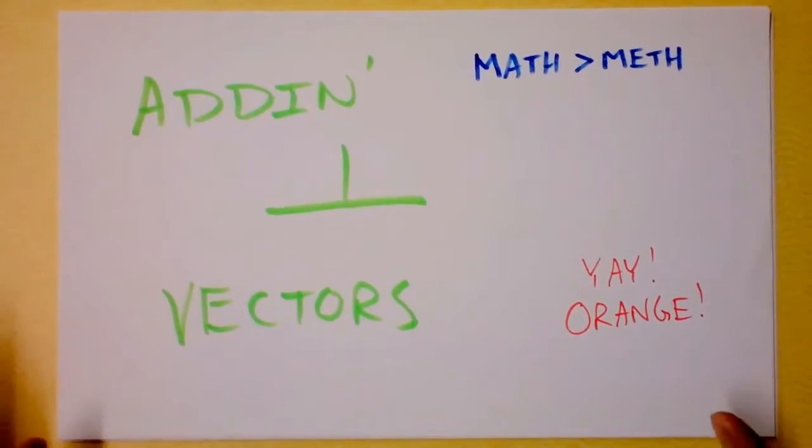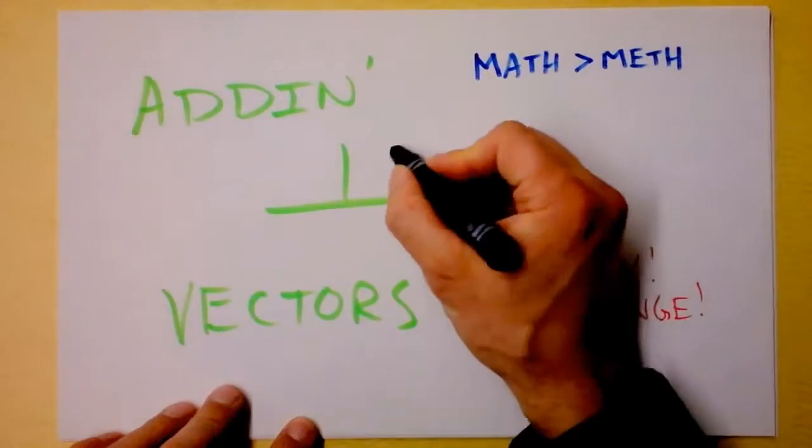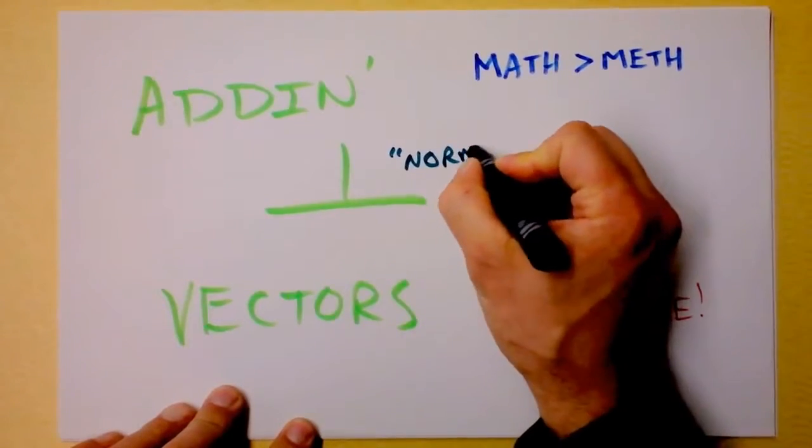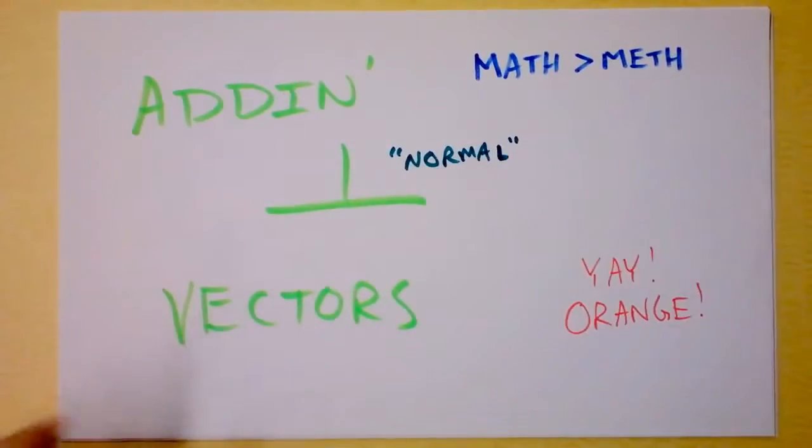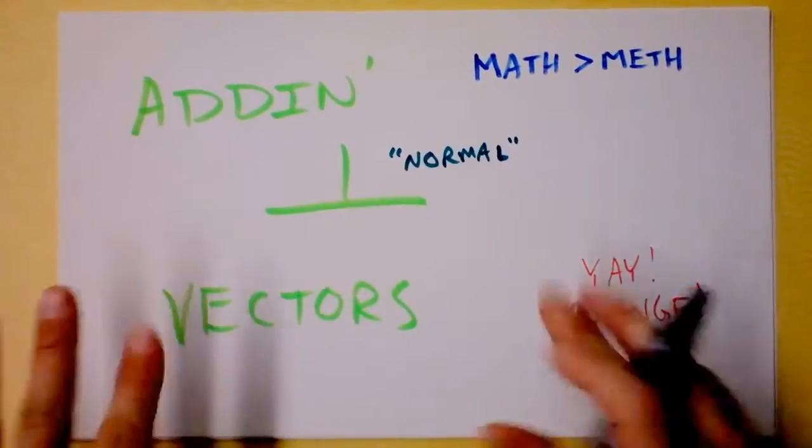We want to add vectors that are normal to each other. This is pronounced normal because that's the first definition of the English word normal. There's a P word, but I don't want you to use the P word in this case. These vectors are normal to each other.